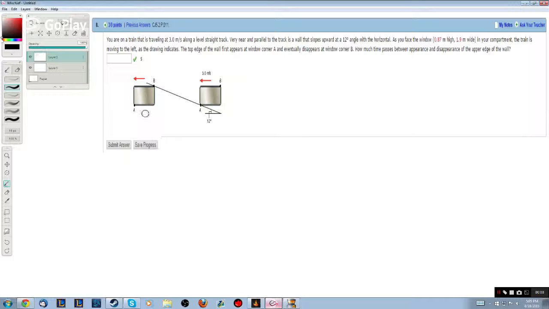Now what I'm going to show you today is how to solve this sort of problem here. And the only reason I'm showing it is because I personally had a bunch of trouble with this problem before I finally figured it out.